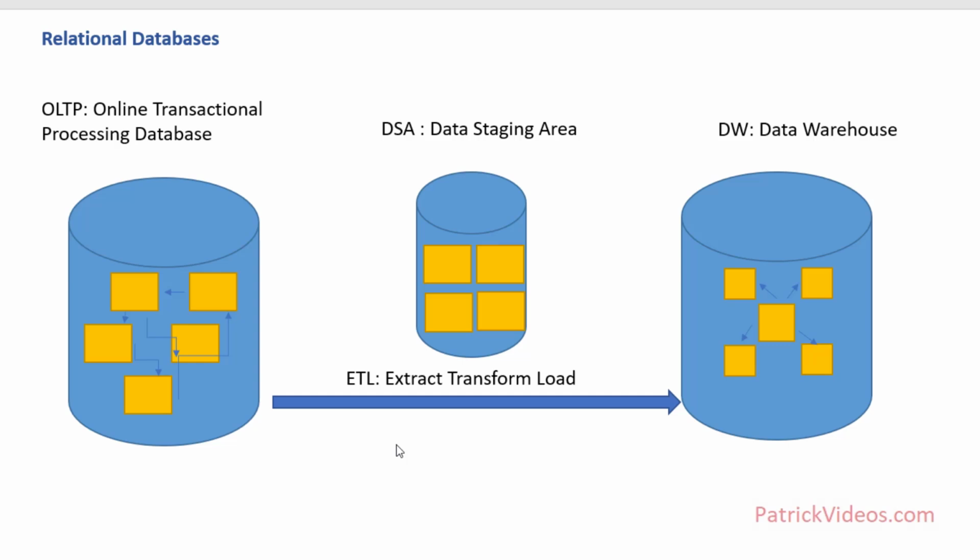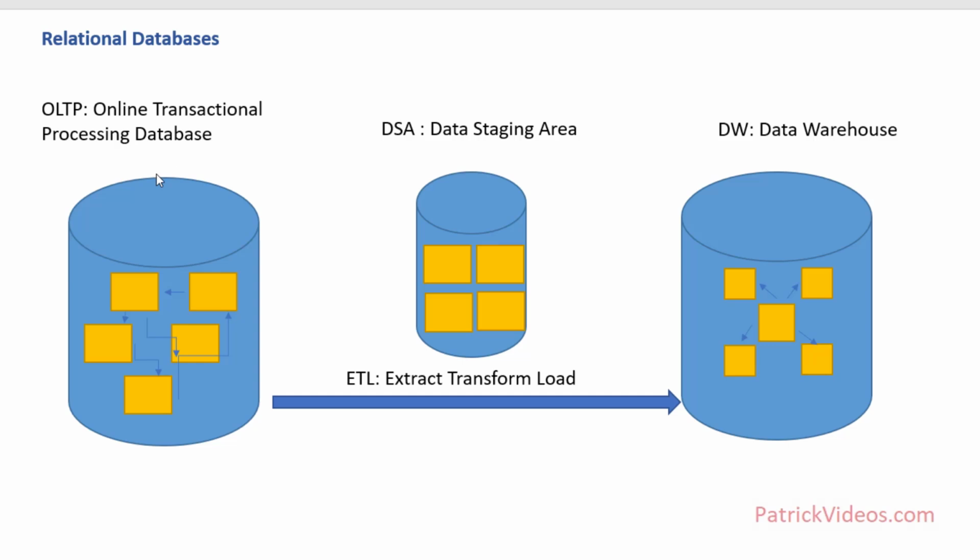When we talk about relational databases, there are two different implementations of relational databases. You can have an OLTP database or a data warehouse implementation. So what exactly is an OLTP database and data warehouse? OLTP stands for Online Transactional Processing Database.